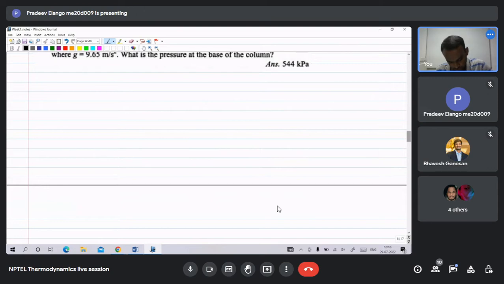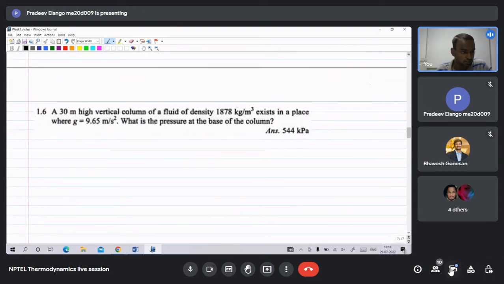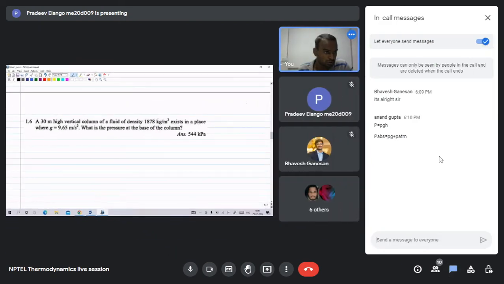Now the next problem. If you have any doubts, you can raise your hands or put in the chat box. Okay, Anand Gupta, P is equal to rho gh, P absolute is rho gh plus P atmospheric.